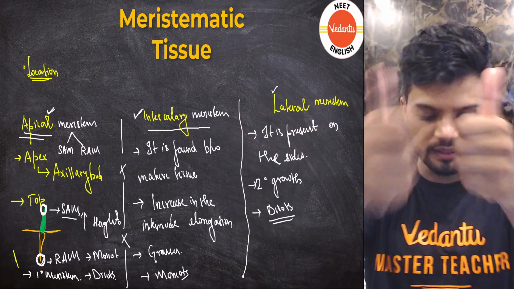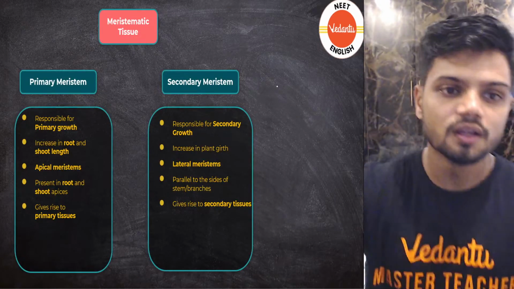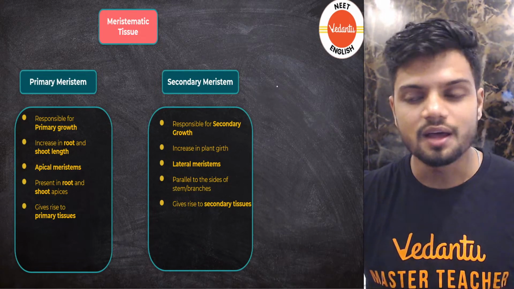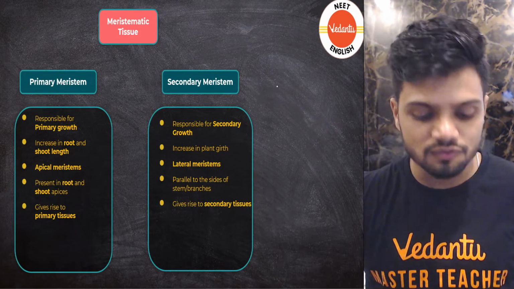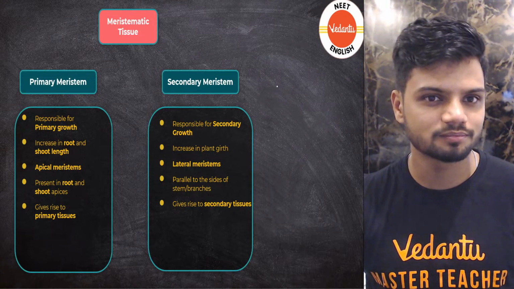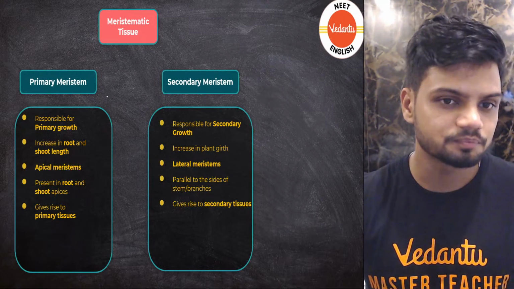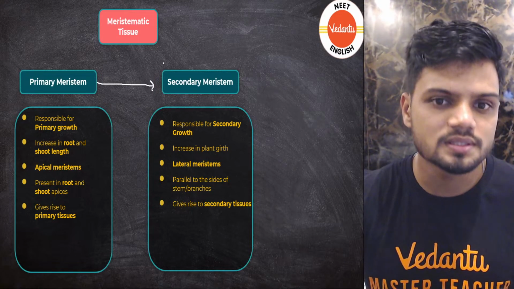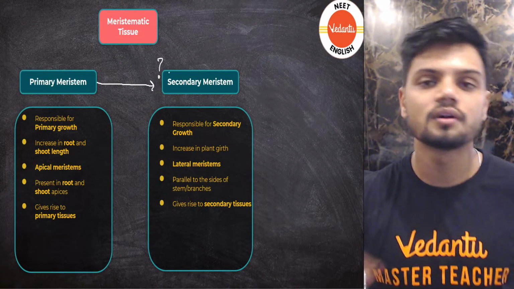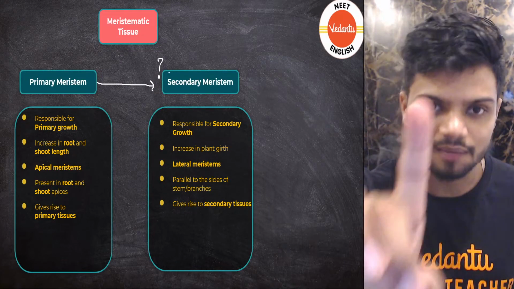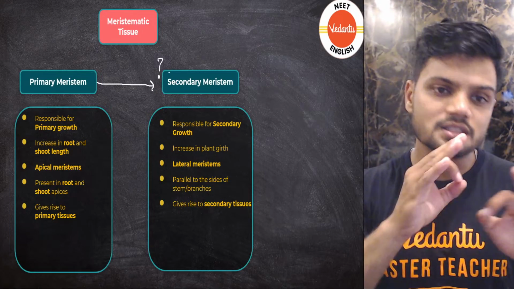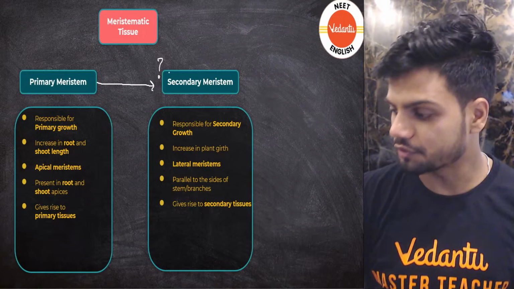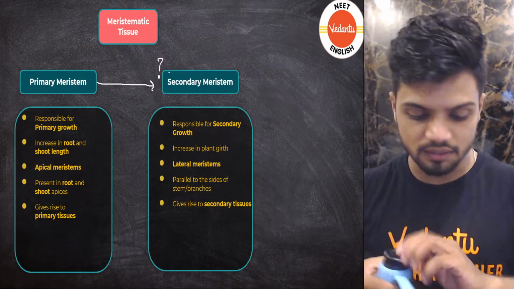Done. Yes. Now students, I'll ask you a simple question. This is a question which I ask all my students, and there is a very high 50% chance that you might not answer this. Tell me, everyone in the chat, does the primary meristem give rise to secondary meristem? Yes or no? I'll give you 1 minute. Think and tell me. Does the primary meristem give rise to secondary meristem? Think, all of you.